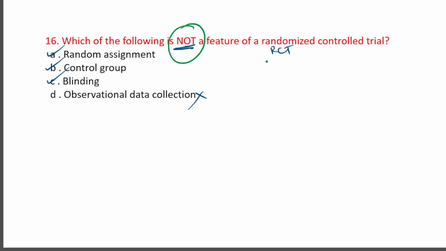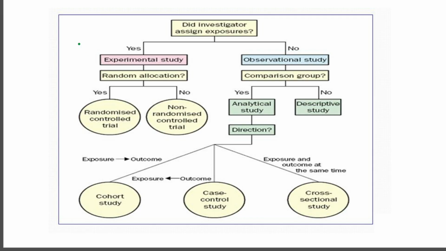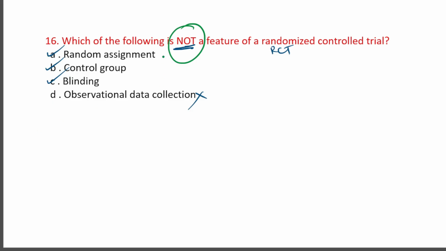For this, let us see this chart over here. This is the basic chart of the epidemiological study classification. From this chart, we know that the RCT, or the randomized control trial, is a form of experimental studies. They are categorized into experimental studies. The option mentioned is D, observational data collection. Now this observational data collection comes in observational studies, like the analytical type of studies, and then you have the descriptive type of studies.